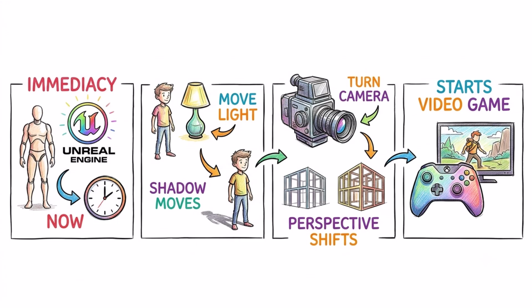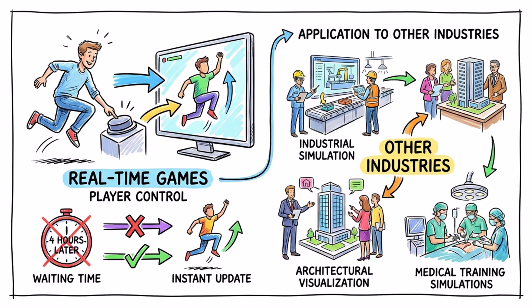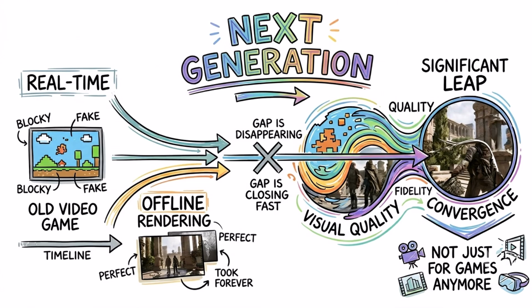That sounds like a video game, and that's where it all started. Games have to be real-time because the player is controlling them. You can't wait 4 hours for the screen to update after you press a button to jump. But what's so fascinating is that this real-time capability is now being applied to all these other industries that weren't traditionally real-time. And then there's another phrase, next generation.